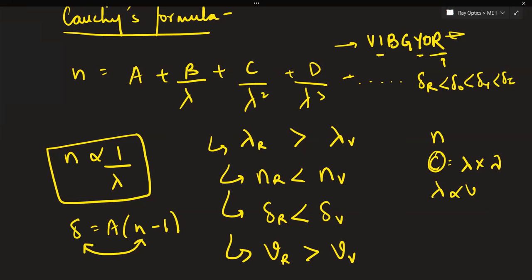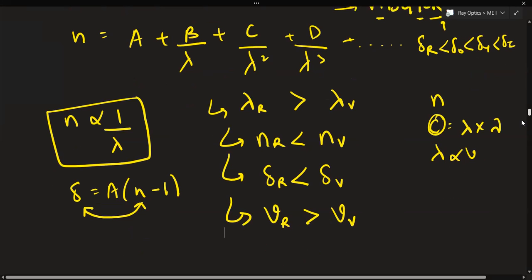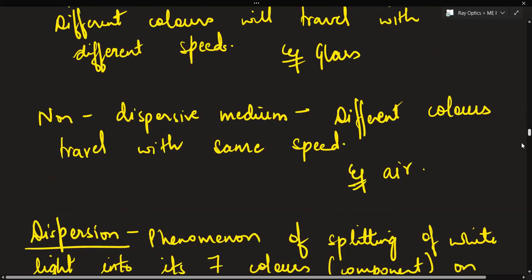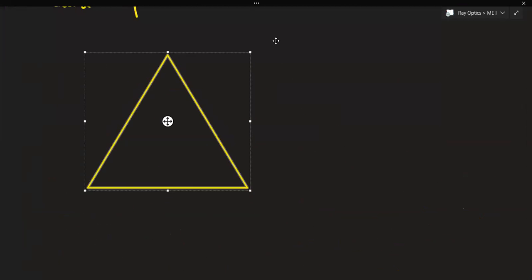Now, one phenomenon you have is known as dispersion. Let us first come to this dispersion phenomenon. See, just understand this part. The rest of the writing part you can do. Everything has been kept. This is a prism.